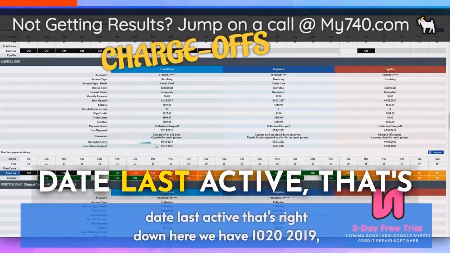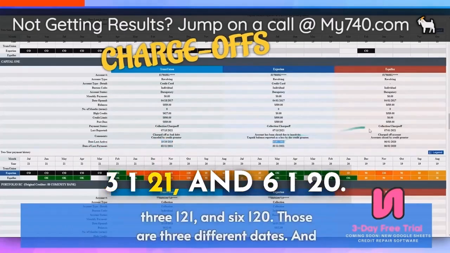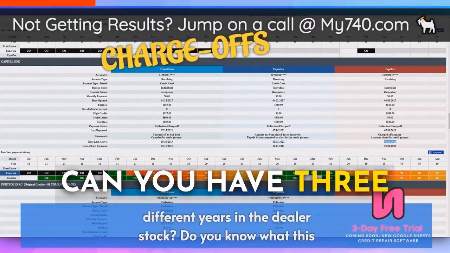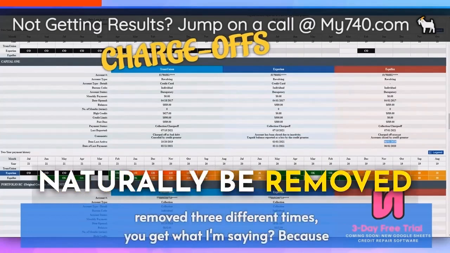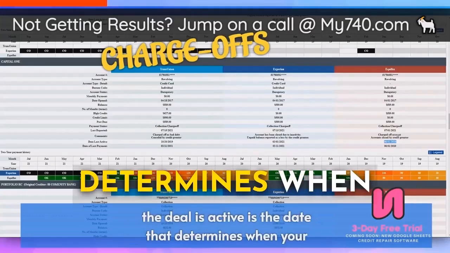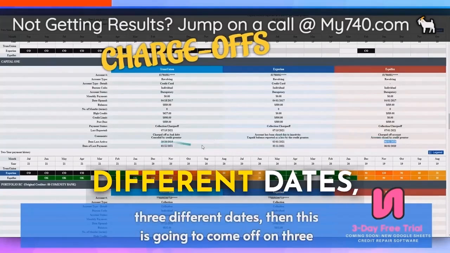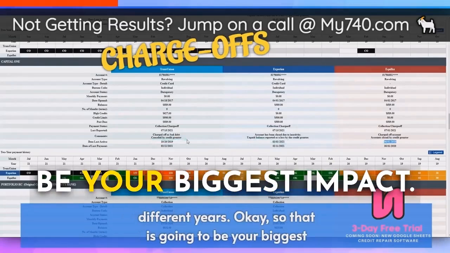Take a look at the date last active. 2019, 3/1/21, and 6/1/20. Those are 3 different dates. How can you have 3 different years in the date last active? This means that this account will naturally be removed 3 different times. The date last active is the date that determines when your account will naturally fall off the credit report. So if we have 3 different dates, then this is going to come off on 3 different years. That is your biggest impact.